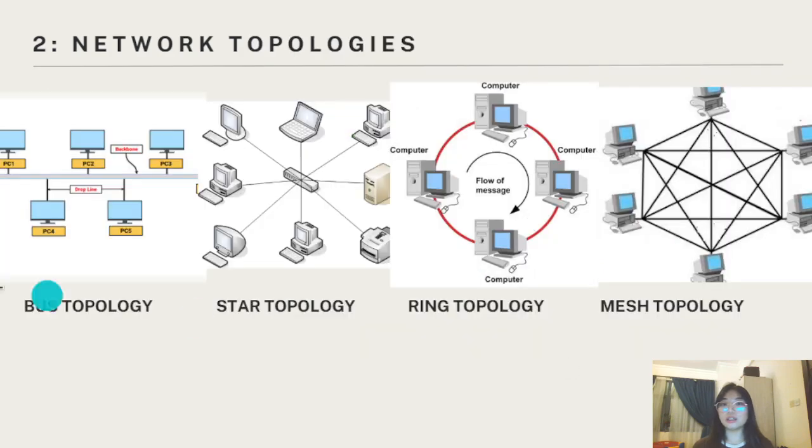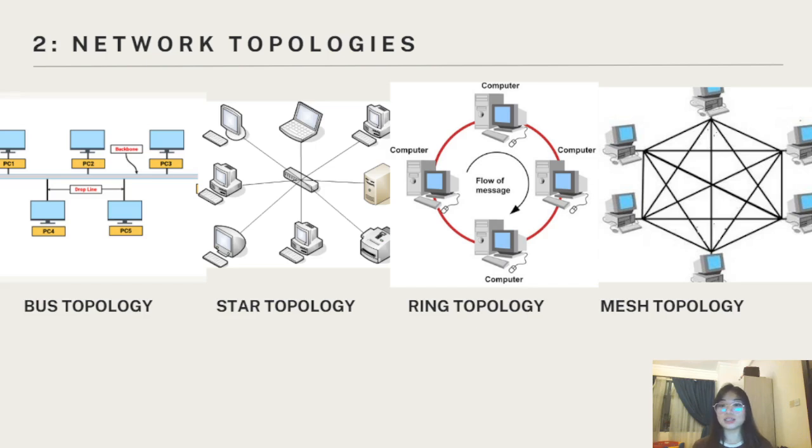So moving on to the types of network topologies. Here we have four types of topologies that we did in the last activity of this core subject. So here we have bus topology, where all devices share a single communication line. It's simple, but it can slow down if many devices communicate simultaneously.